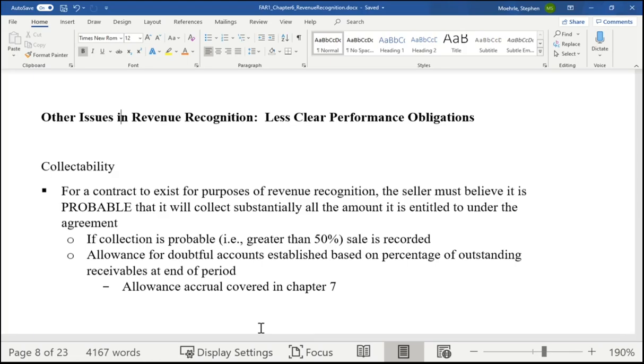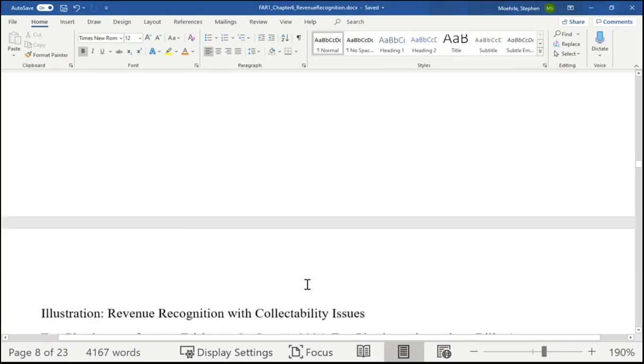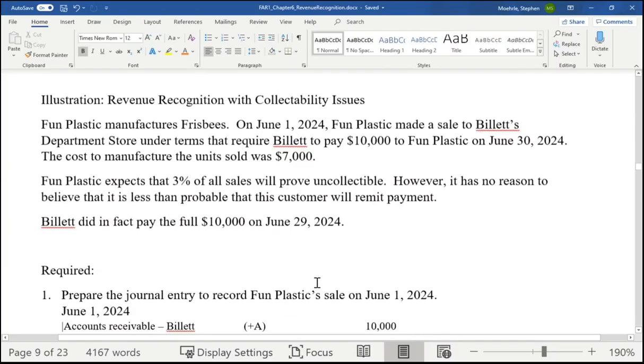So because of that, an allowance for doubtful accounts will be established based on the percentage of outstanding receivables at the end of any period when we're getting ready to prepare financial statements. We'll see how that's done in the next module in this course. Let's talk about this though in the revenue recognition aspect of it.